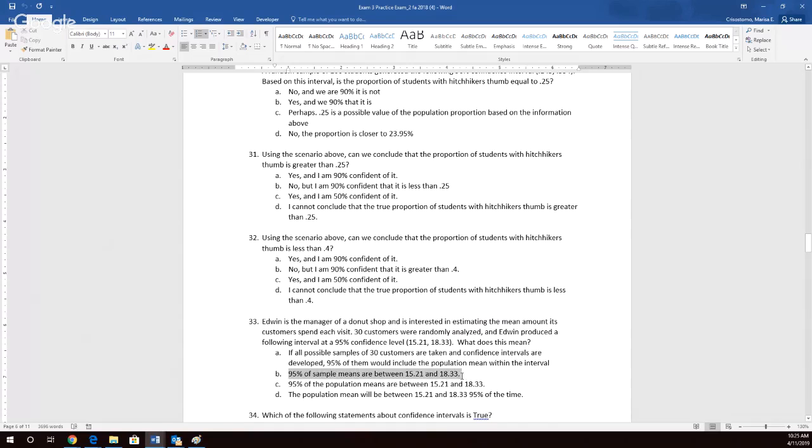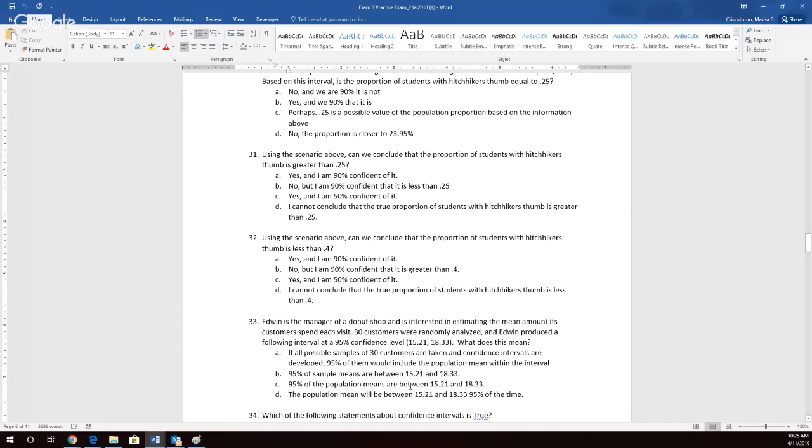95% of sample means are between 15.21 and 18.33. Again, you want to look for 95% of intervals, right? The 95% doesn't really refer to sample means being in this particular interval. We just have this one interval that was created from our one sample, but that doesn't mean that all sample means will fall within this interval.